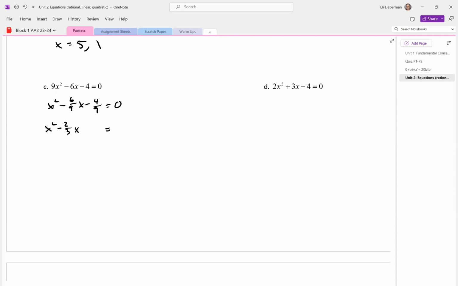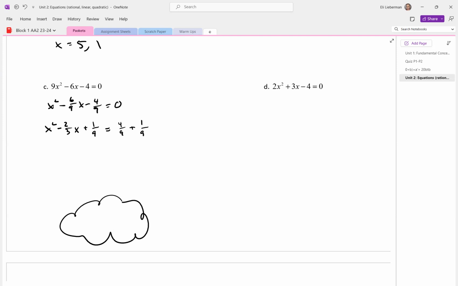Okay, so I divided both sides by 9. And I got x squared minus 6 times x minus 4 times 0. Cool. And then I went to x squared minus 2/3 x plus 1/9 equals 1. And then I had to add 1/9 to the 4/9 wherever I added. Yeah, but before we move on, where did that 1/9 come from?